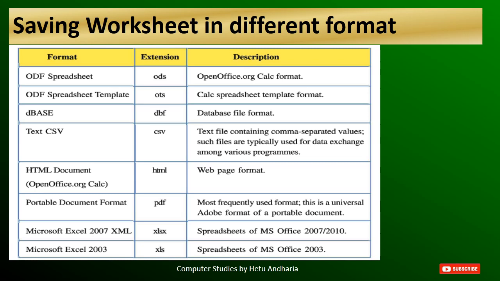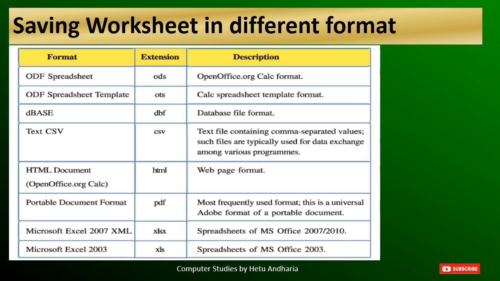Such files are typically used for data exchange among various programs. If you want to save your file as an HTML document, OpenOffice.org Calc, that is used for web page formats. If you want to save your file as portable document format, that is .pdf, now this is the most frequently used format. This is a universal Adobe format of the portable document.